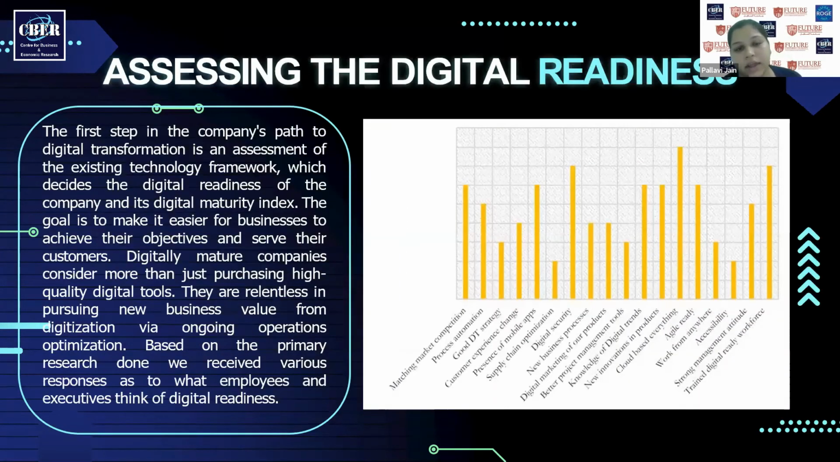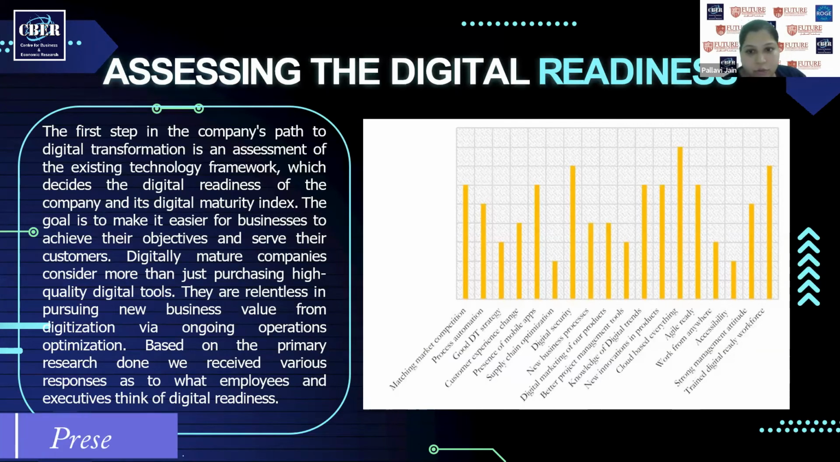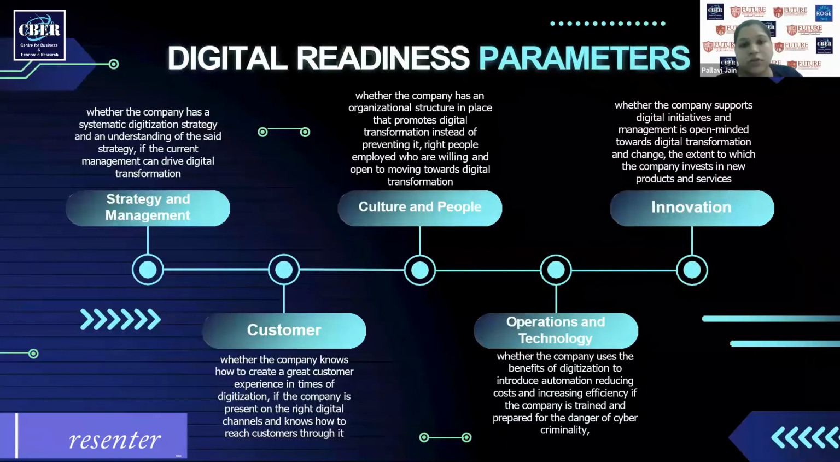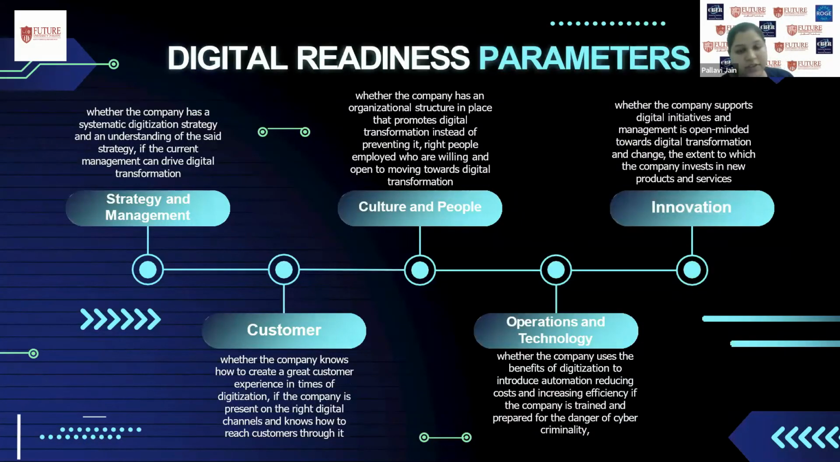So after that, we decided to see how the companies would be assessing the digital readiness, and there were various factors that came into being. For example, matching the market competition, having a good strategy, a change in customer experience, the company should be digitally secure, their supply chain should be optimized, and so on. So, to assess the digital readiness, we decided on five main parameters which the companies can work upon.